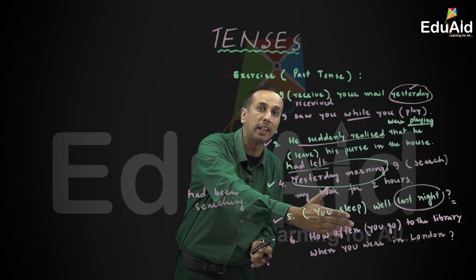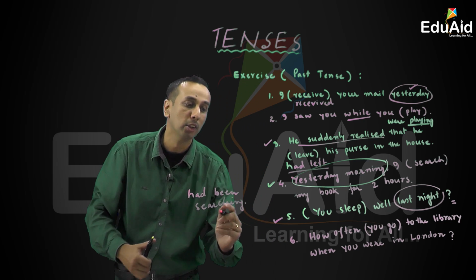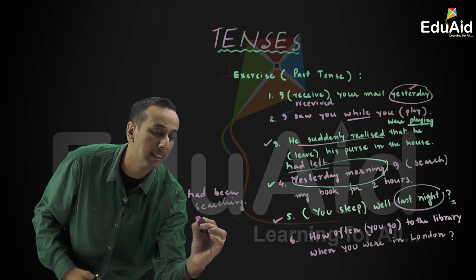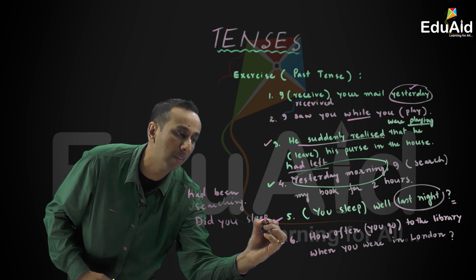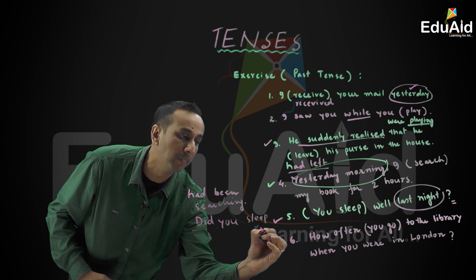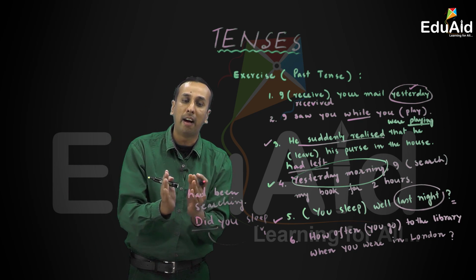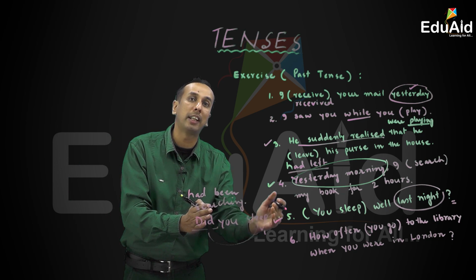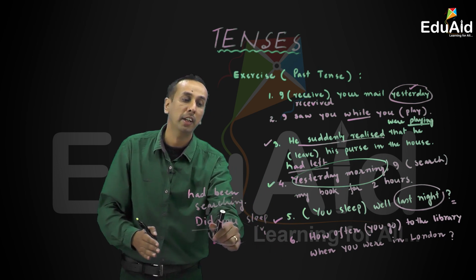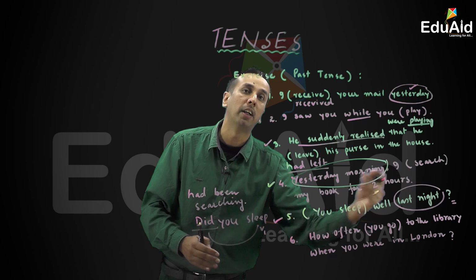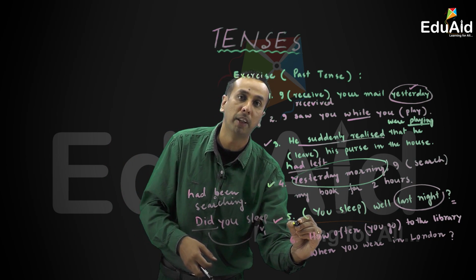You sleep well last night. We are talking about last night. So it has to be written as did you sleep. Be very careful after did. The main verb will be written in its present form. That's a very common mistake being seen. After did, many tend to write did you slept. It cannot be. After did, the main verb will be written in its first form. Did you sleep well last night? The question mark will be retained. That's the solution to question number 5.